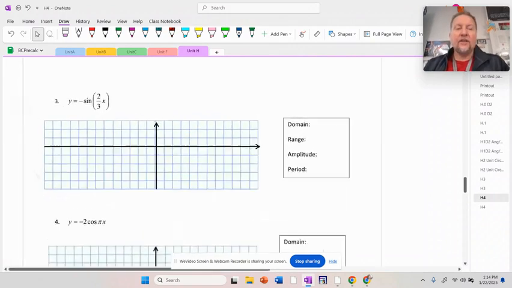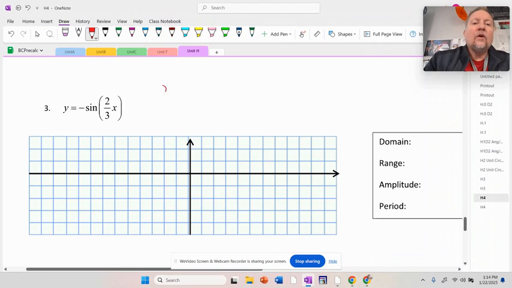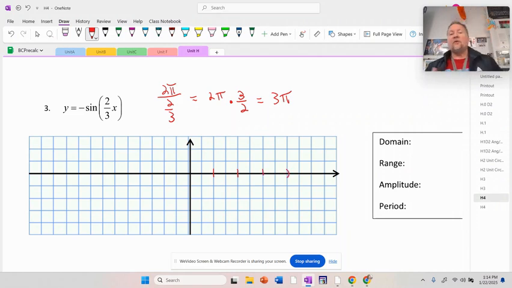Unless you're fractionally challenged. What's 2 pi over 2/3? What is it? Here we go. 1, 2, 3, 4. Now notice I'm doing the same thing every single one because it doesn't matter. What matters is what you put on the x-axis. All these are different if you looked at them together on the same grid.